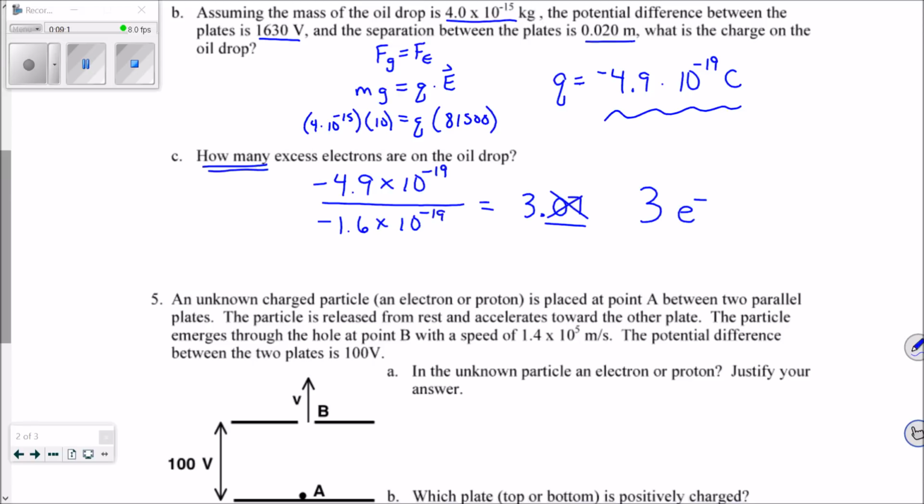In the past, students have asked, should I subtract one away? No, because to get my 4.9, I need to have all 3 of these as unbalanced extra electrons, electrons that are not being canceled out by a proton.